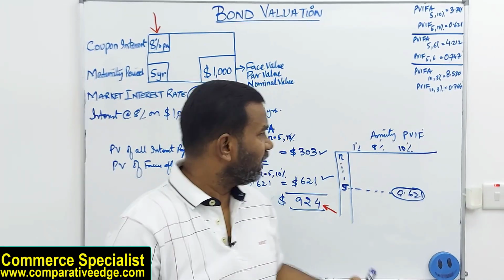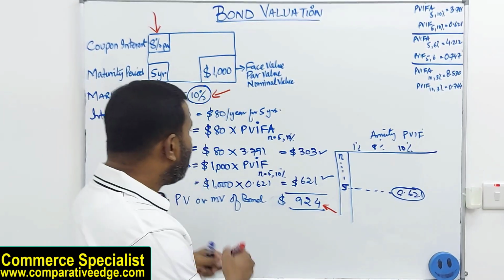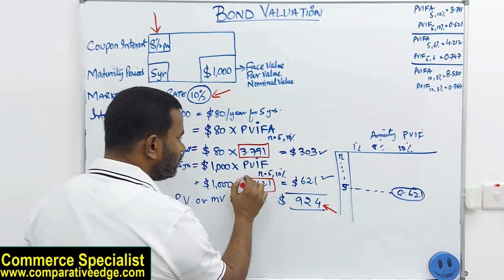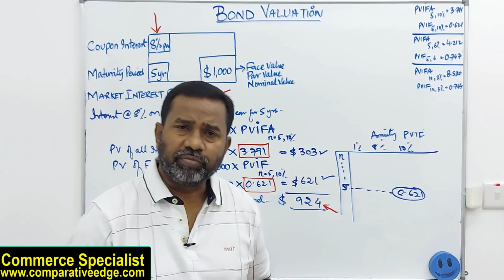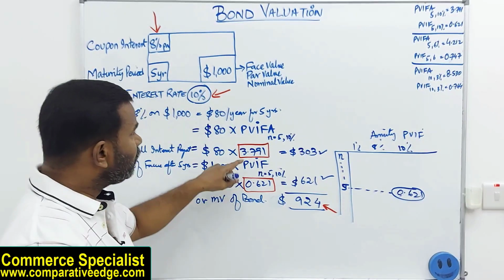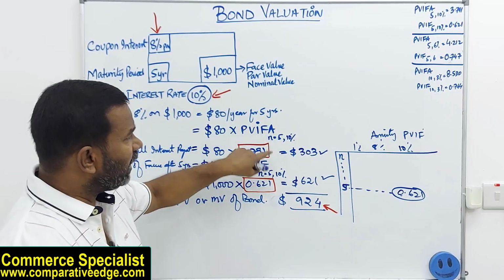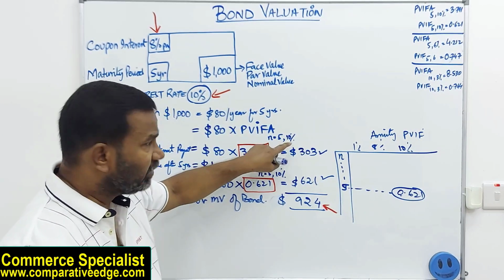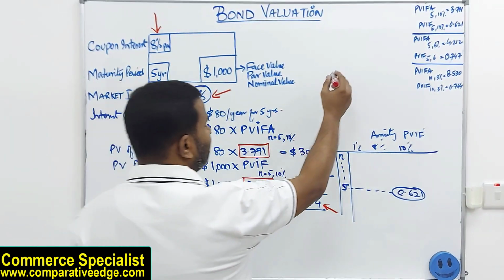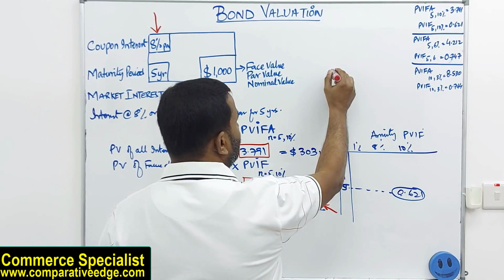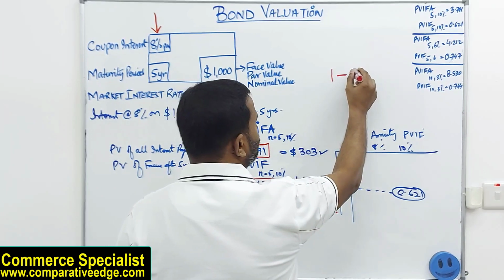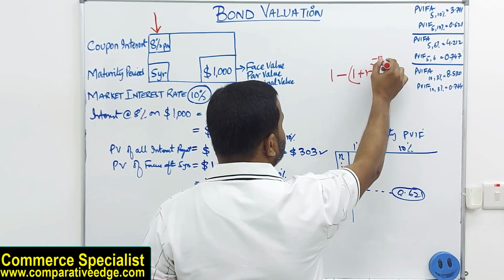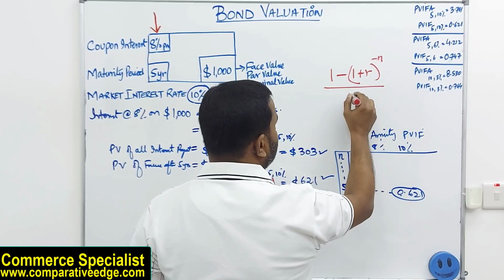Students always ask me, if annuity tables are not there, how do we get these values? So the answer is simple. If you want to find the present value interest factor of annuity for 5 years and at 10%, the formula for annuity is like this: 1 minus (1 plus r) to the power minus n, whole thing divided by r.